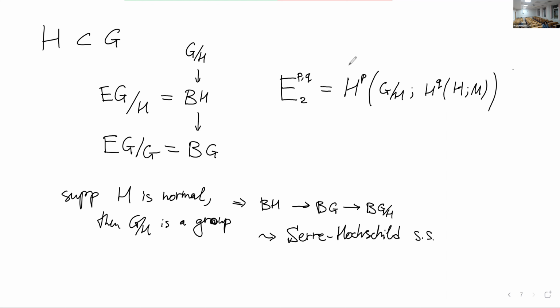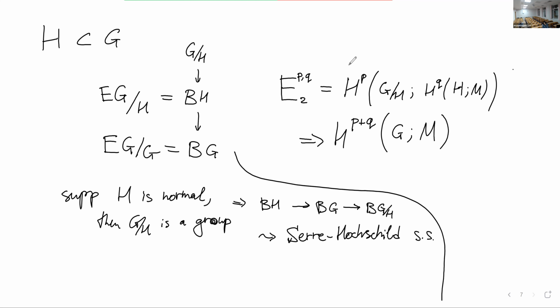And the spectral sequence, by the way, converges to H P plus Q of G with M coefficients. Now we want to understand the action of the quotient on the cohomology of the subgroup. What is this action? From topology, we know that this action exists, but is there a group theoretic way to describe it?